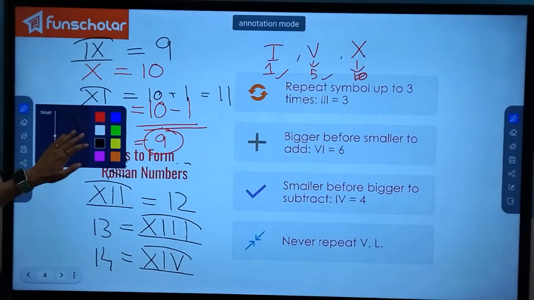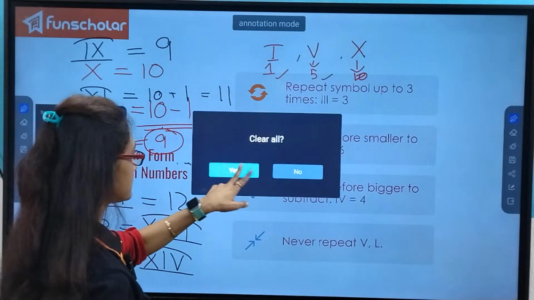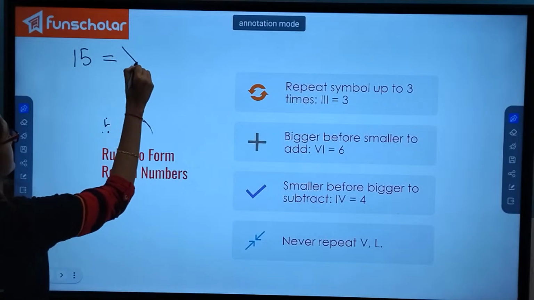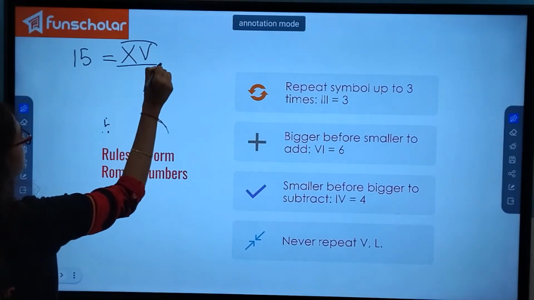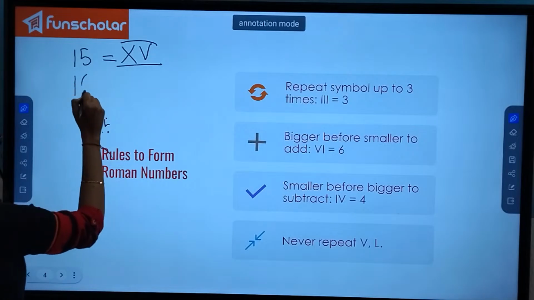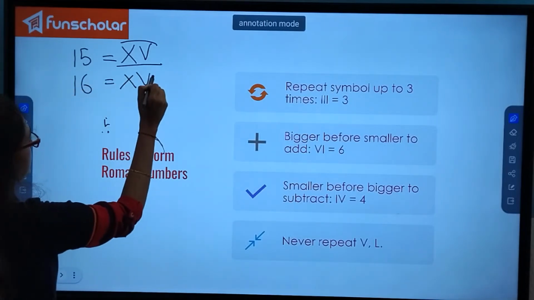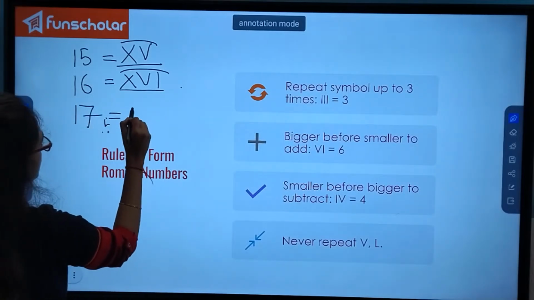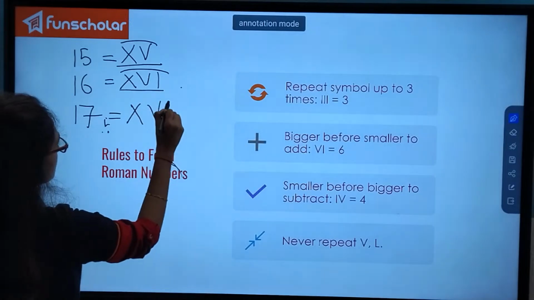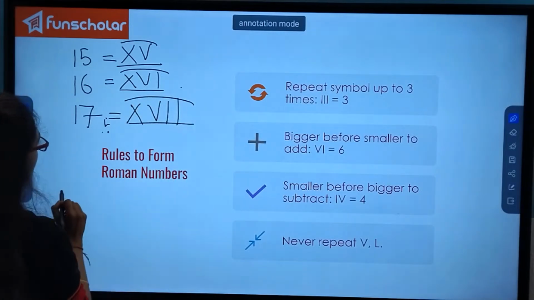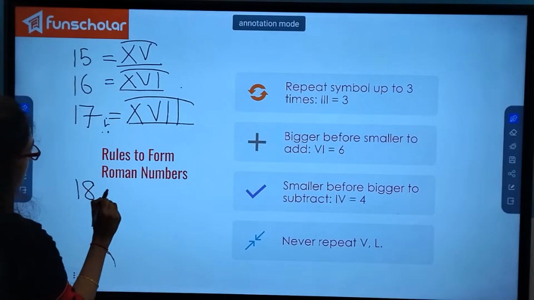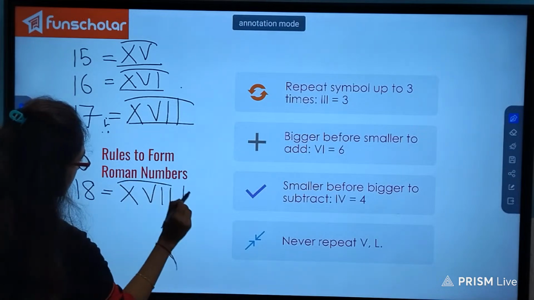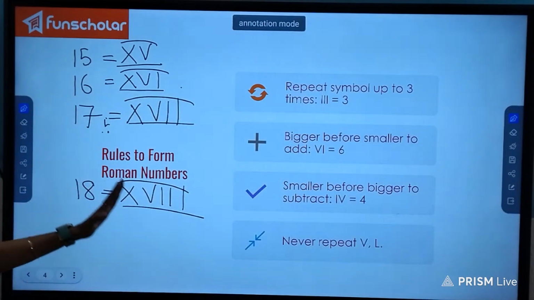Clear? Then how will you write 15? 15 will be written as X and V. X plus 5, 15. 16, 15 plus 1, 16. 17, 17 will be written as X, V, I, I. How will you write 18? 18 will be written as X, V, I, I, I. 18. Clear? Up to 18.